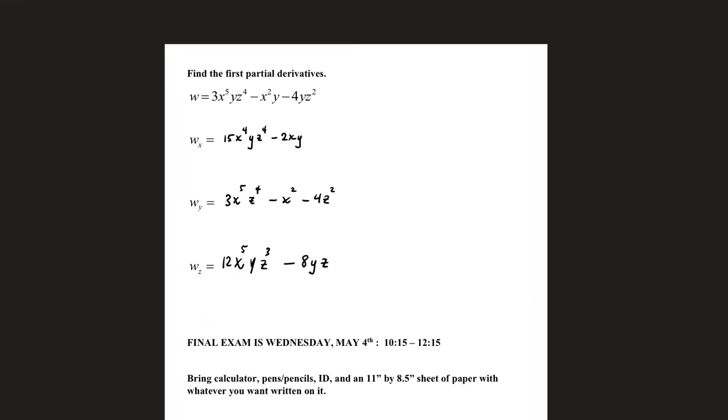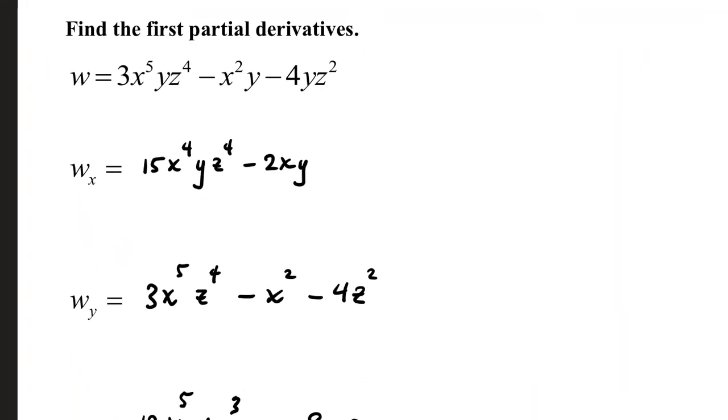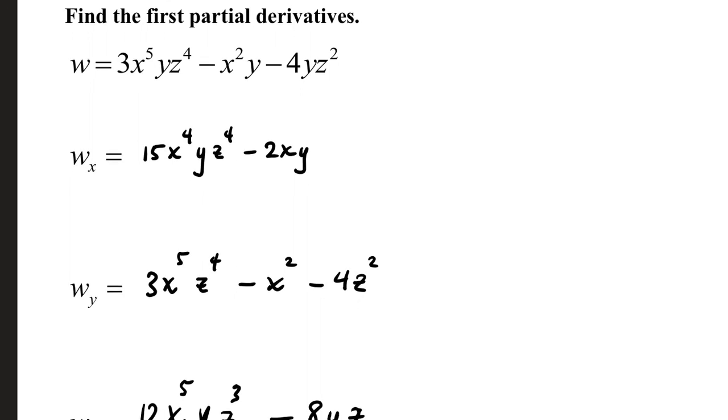Taking partial derivatives, this function has three variables. It's w, but it's written as a function of x, y, and z. We're going to take the first partial derivative of each variable separately.